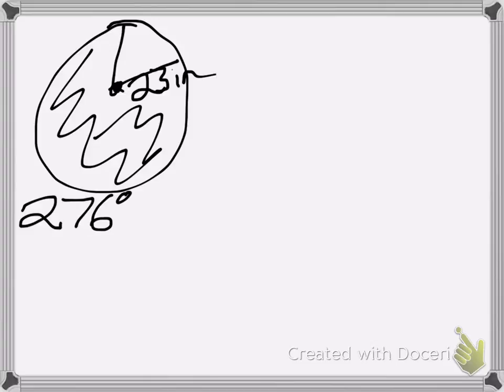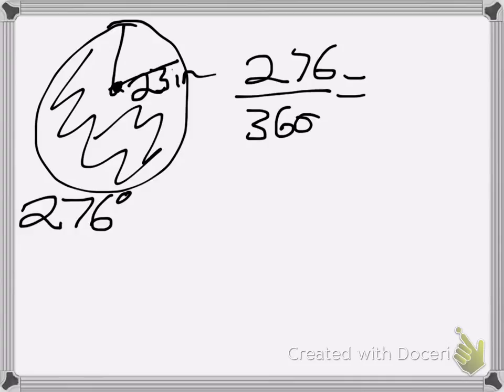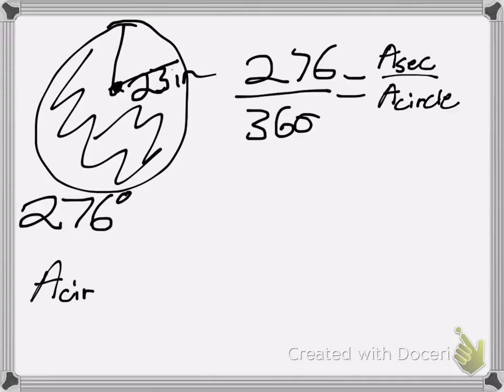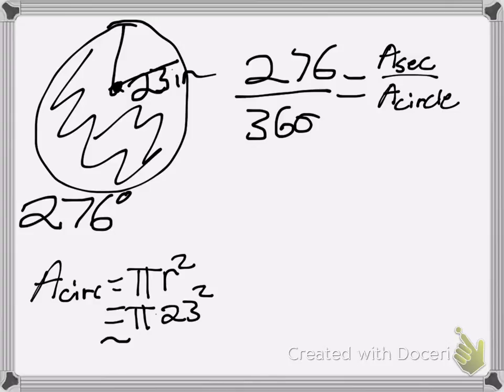So our equation before was, hey, 276 over 360 is equal to the area of the sector over the area of the circle. So what we need to do is solve for that area of the circle. So I'm going to take a break from what we're working on so far and solve for the area of the circle. Area of the circle equals pi r squared. So I'd substitute in and get pi, our r was 23 squared, and I'm just going to put that all into a calculator and approximate it.